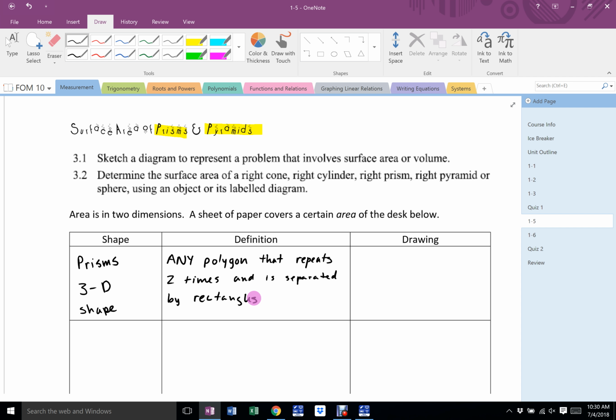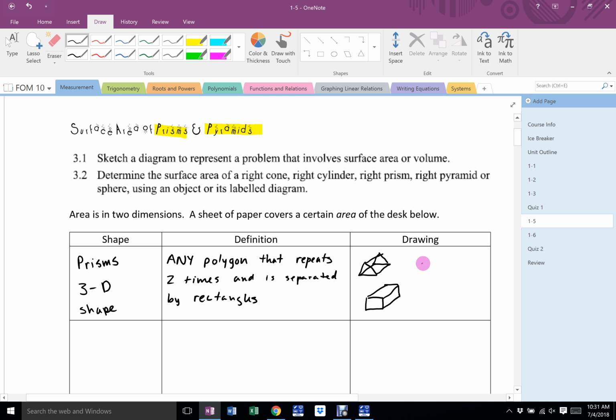So if we were going to draw it, we draw a shape. Everyone agree? Got a nice little triangle there. Now, if I'm going to make that a prism, that triangle has to repeat. And then it's separated by rectangles, one on each side. Everybody good? That's a triangular prism. I can have a rectangular prism. There's a rectangle, there's another rectangle, and it's separated by rectangles.